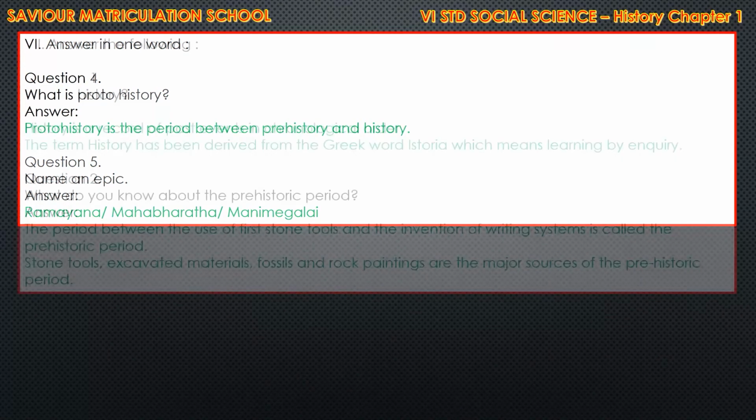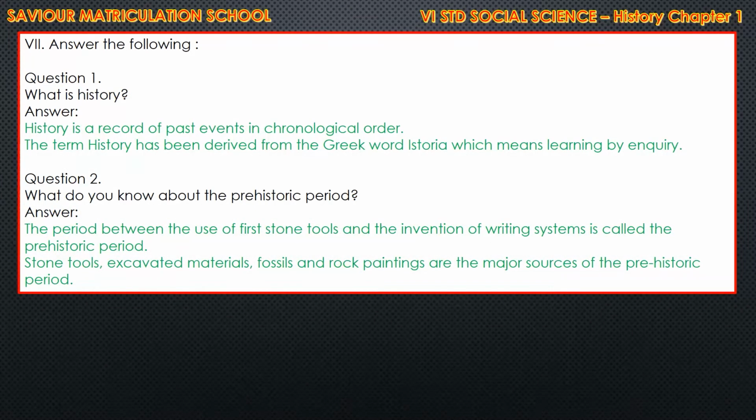Now, we'll pass on to Roman letter 7, that is, answer the following. First question, what is history? The answer, history is a record of past events in chronological order. The term history has been derived from the Greek word historia, which means learning by inquiry.